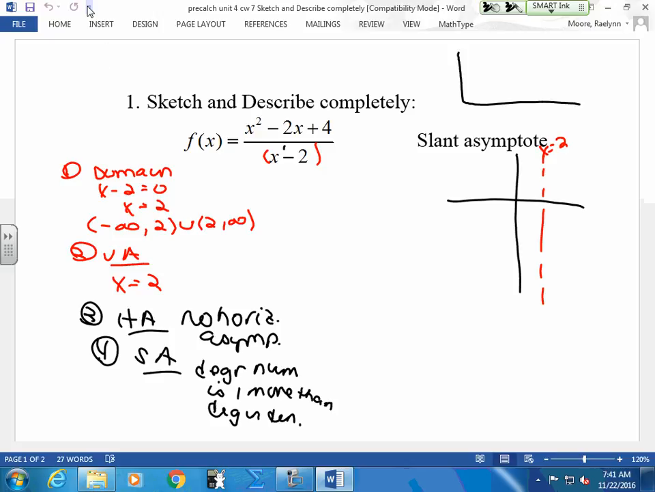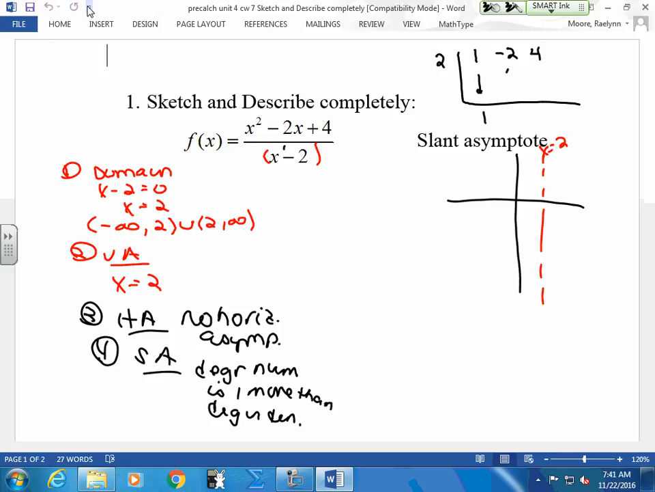Watch how easy this is. So pull out these coefficients: 1, negative 2, 4. What should I divide by? 2. My 0. This is my factor. When I set that equal to 0, I find the root. So I pull this down.